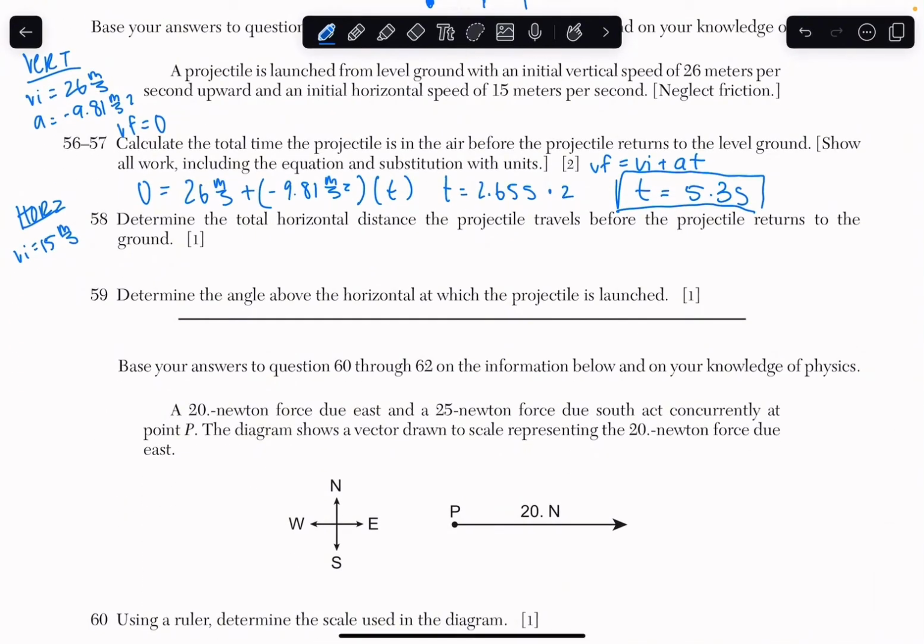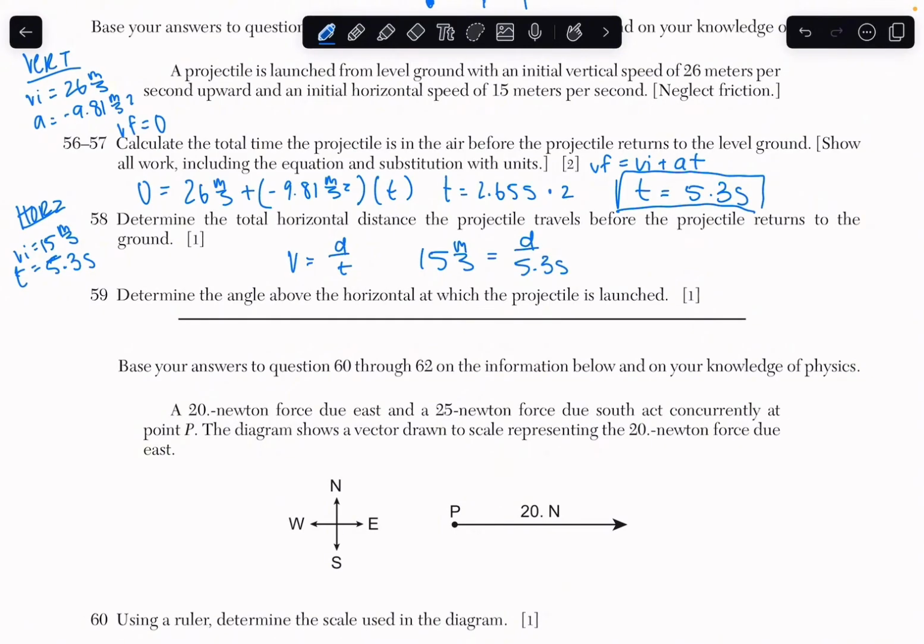58. Determine the total horizontal distance the projectile travels before the projectile returns to the ground. So now we're using our horizontal components. We have a new piece of information here that the time is 5.3 seconds. So now we have velocity and time. We could just use the equation v equals d over t. So 15 meters per second equals distance, what we're trying to find, over time, 5.3 seconds.